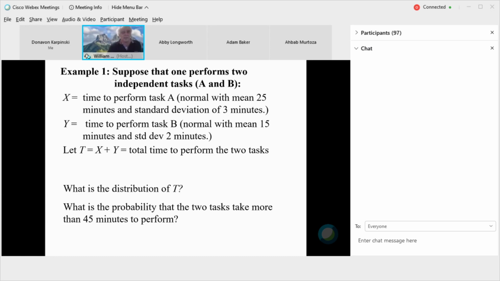Y is the time to perform the second task, B. It has a normal distribution with mean 15 minutes, standard deviation 2. Quite often we might be interested in the total time to perform the two tasks. So we construct from X and Y the variable T, which is just X plus Y. What is the distribution of T? If we can find that, we can answer the following question: what's the probability that the two tasks take more than 45 minutes to perform?